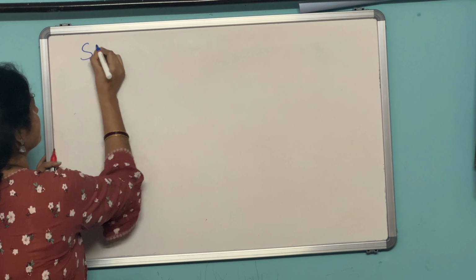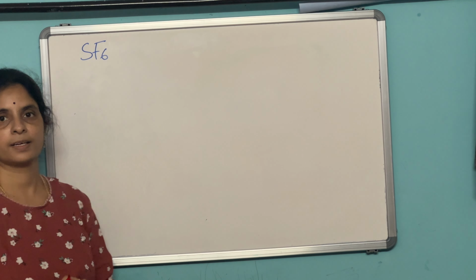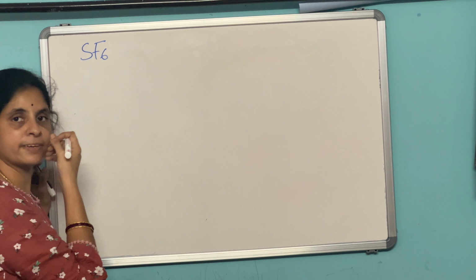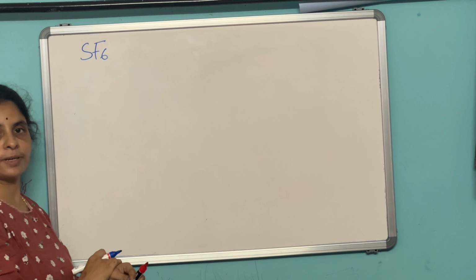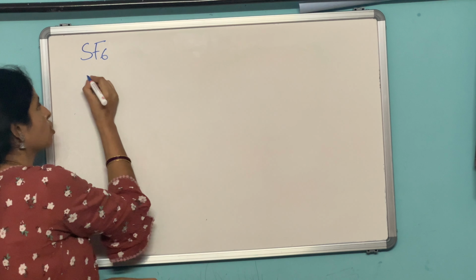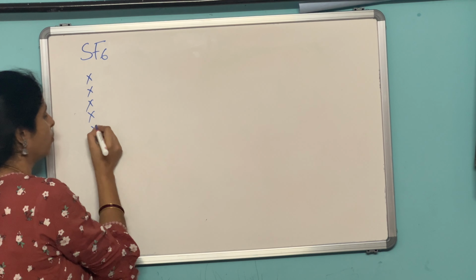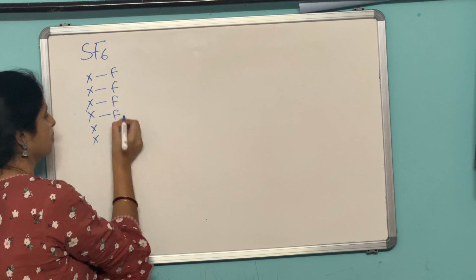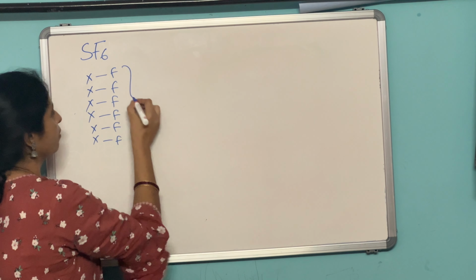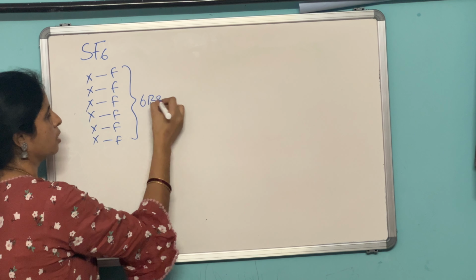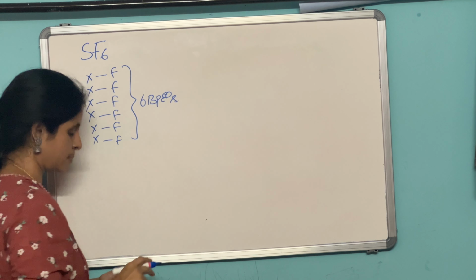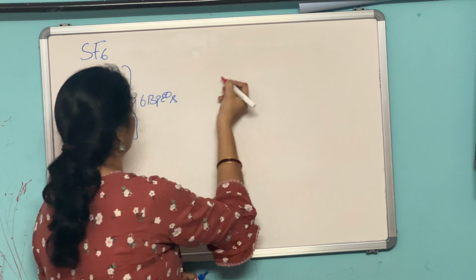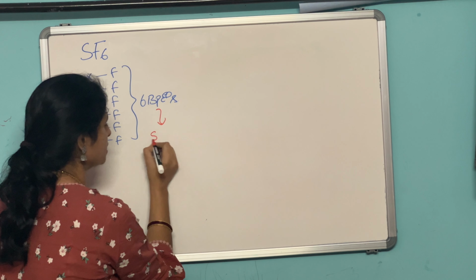So next, SF6. Next molecule, SF6. Sulfur belongs to which group? Oxygen and sulfur belong to the same group. So sixth group, 1, 2, 3, 4, 5, 6. 6 fluorine atoms. How many bond pair of electrons? 6 bond pair of electrons. So 6 means, I told you, it is square bipyramidal or octahedral. So here 6 means what is the hybridization?